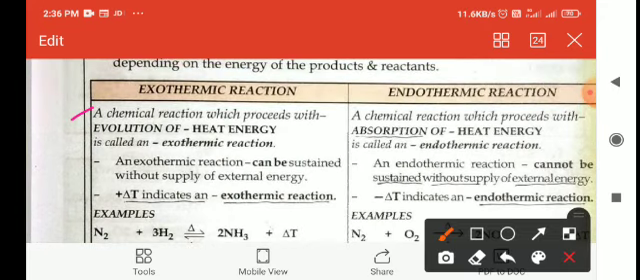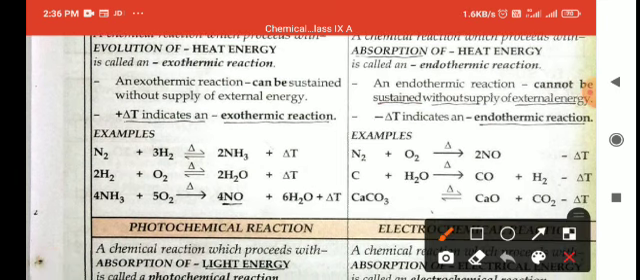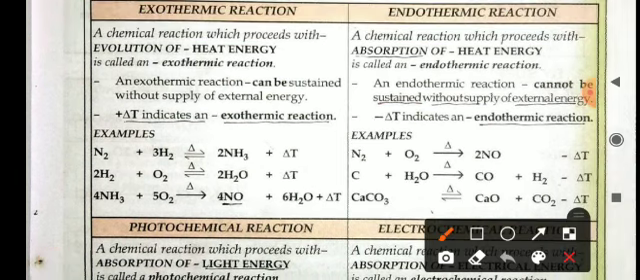A chemical reaction which proceeds with the evolution of heat energy is called an exothermic reaction. An exothermic reaction can be sustained without supply of external energy. Plus delta T indicates an exothermic reaction. For example, N2 plus 3H2 after heating gives 2NH3 plus T amount of heat. H2 plus O2 form water plus T amount of heat released. Ammonia plus oxygen form NO plus 6H2O, and T amount of heat is evolved. So like that, exothermic reactions.